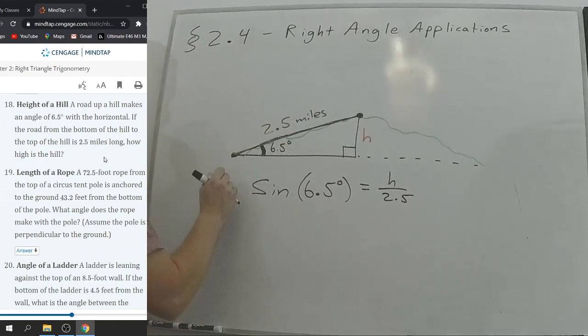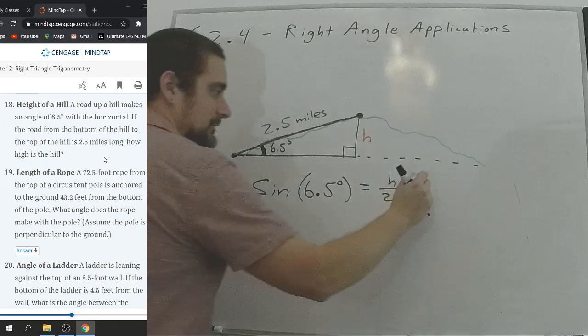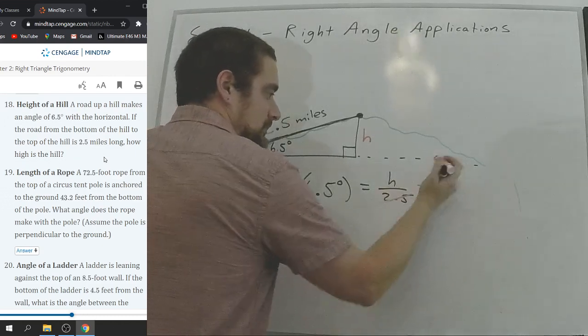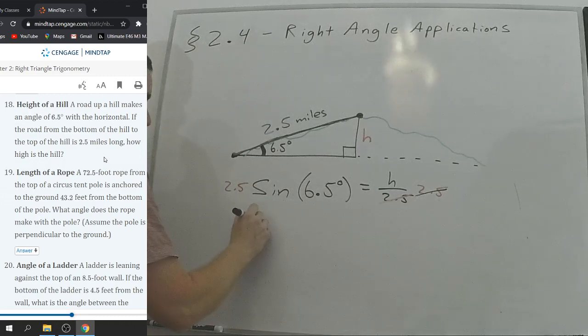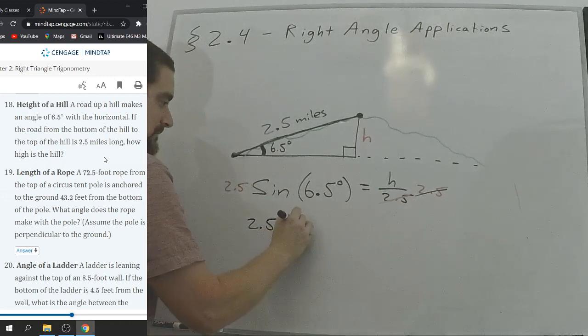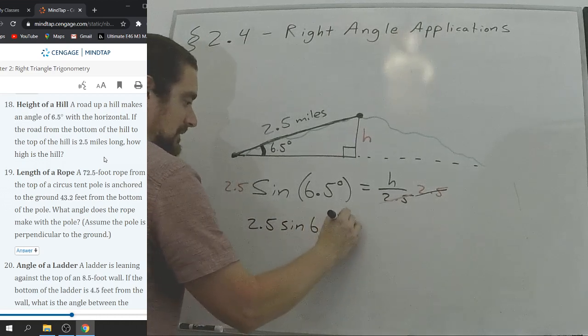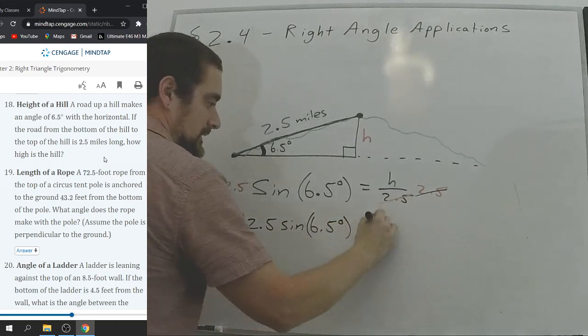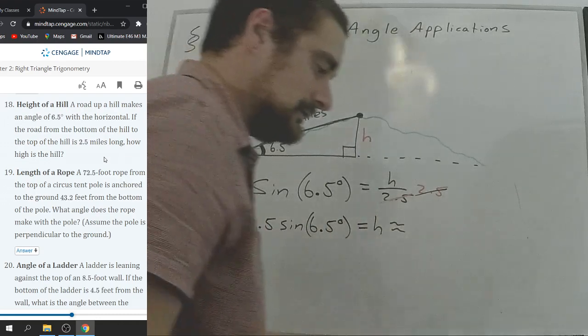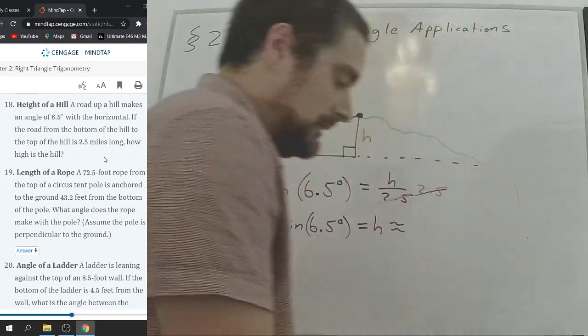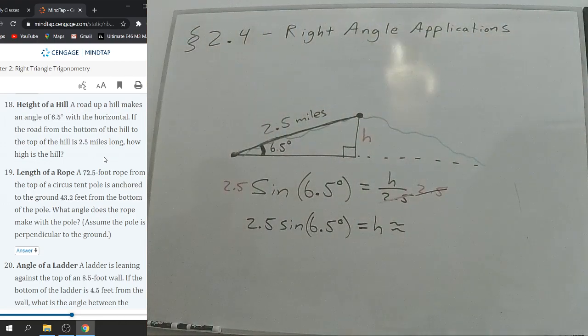Well, now we can multiply both sides by 2.5. That way it cancels out in the denominator on the right-hand side. And now we just have to go to our calculator and say that 2.5 times sine of 6.5 degrees will be equal to h. Now, that is not a nice angle, not a 30, 60, 90, 45 degree angle. So we'll go to our calculator and we'll see what it says.